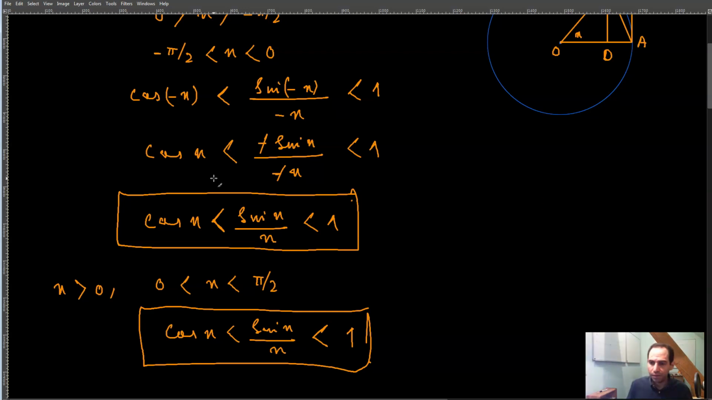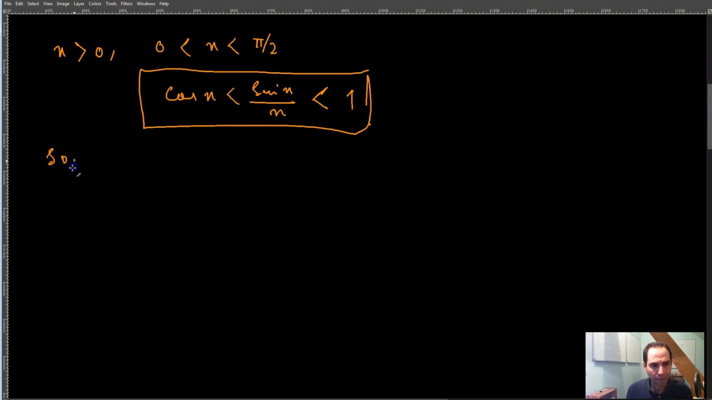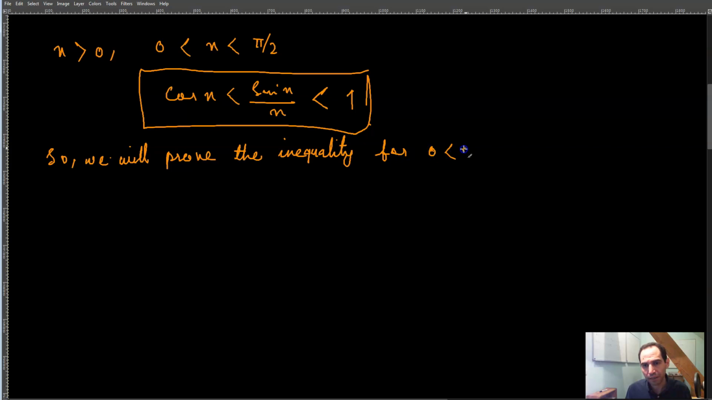So we will prove the inequality for 0 less than x less than pi by 2.